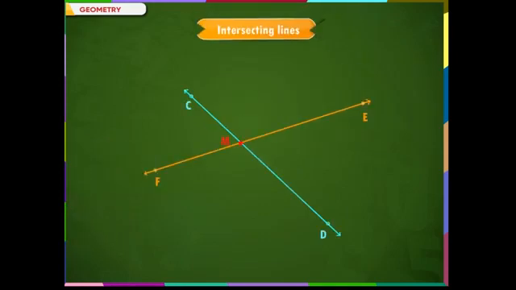Let us observe the 2 lines in the screen. The 2 lines CD and EF are crossing each other at a point M. Such lines crossing each other are called intersecting lines. The point of intersection is also named with a capital letter.